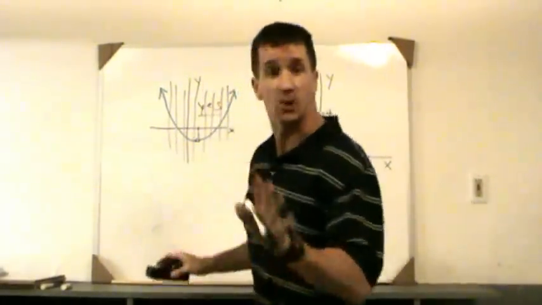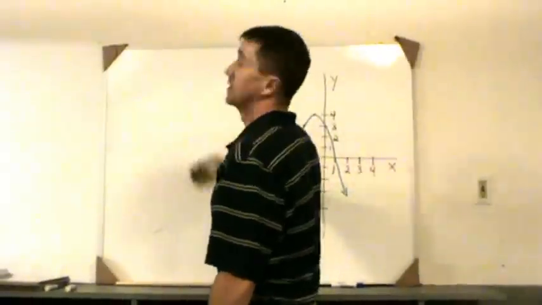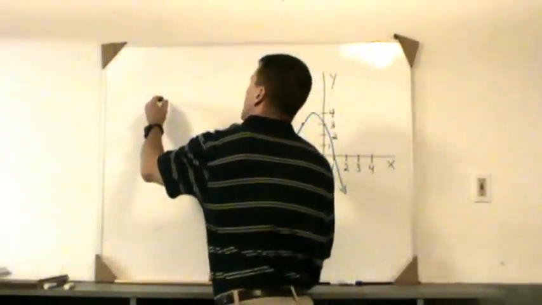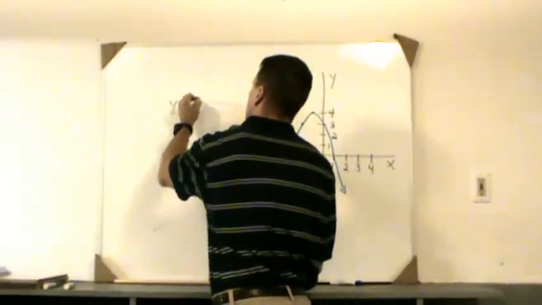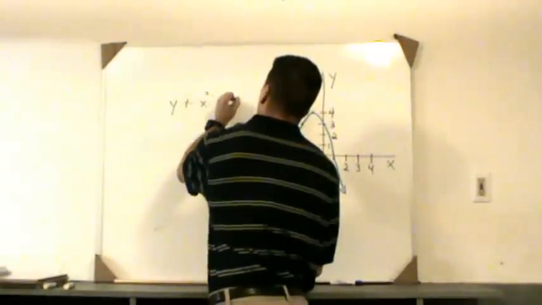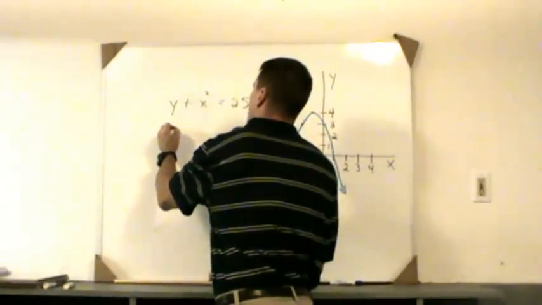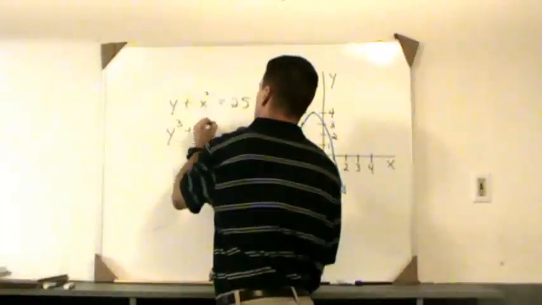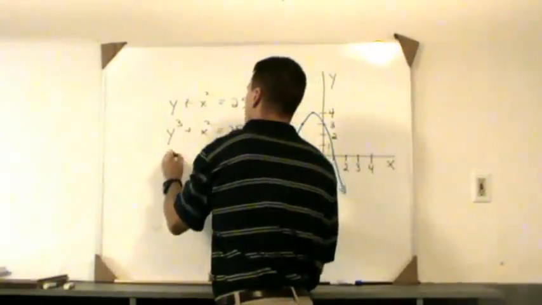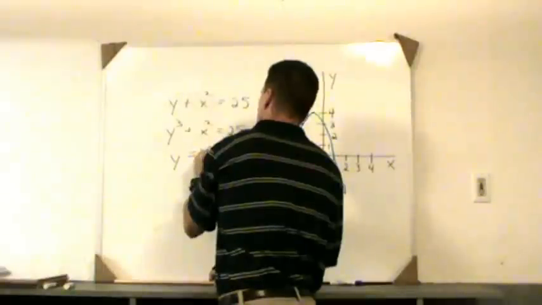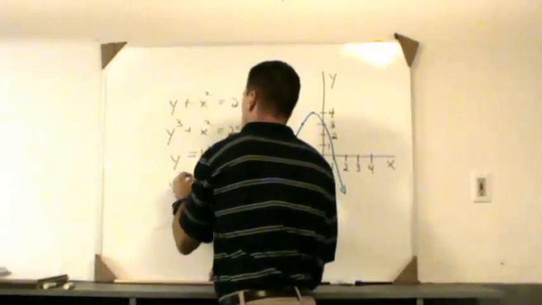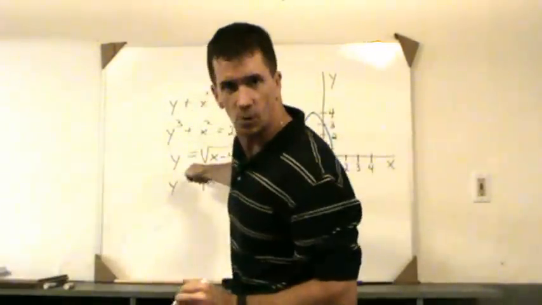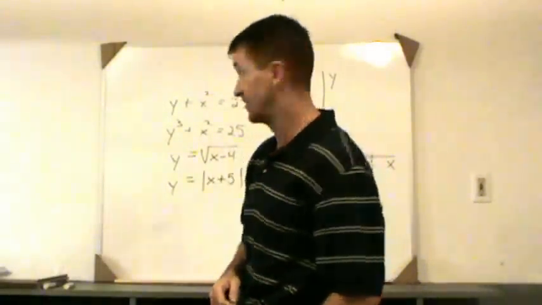Alright, now we're going to do the same thing with equations. When we look at an equation and determine if y is defined as a function of x. So I'll put a couple equations up here. How about y plus x squared equals 25. I'll put y cubed plus x squared equals 25. I'll put y equals the square root of x minus 4, and I'll put y equals the absolute value of x plus 5. In all these four equations, y is defined as a function of x.